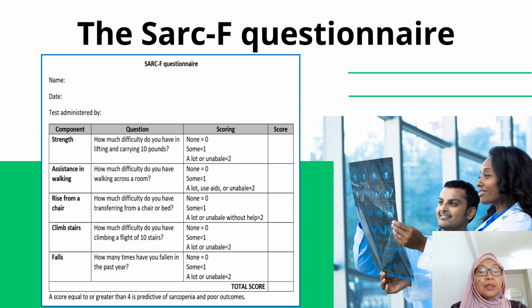Item number 3, rise from a chair. Ask about the difficulty in getting up from a chair. Item number 4, climb stairs. Ask about their difficulty climbing a flight of 10 stairs. And item number 5, falls. Ask how many times they have fallen in the past year.